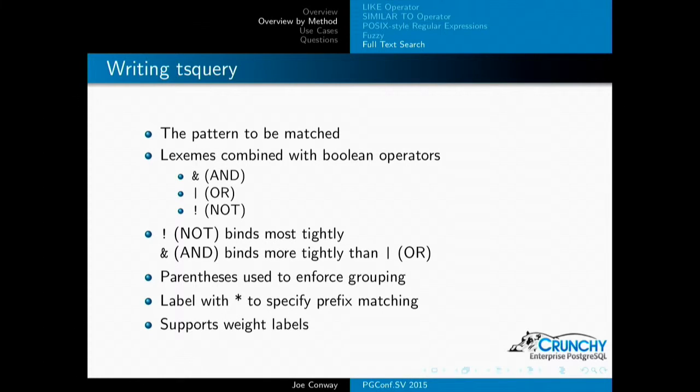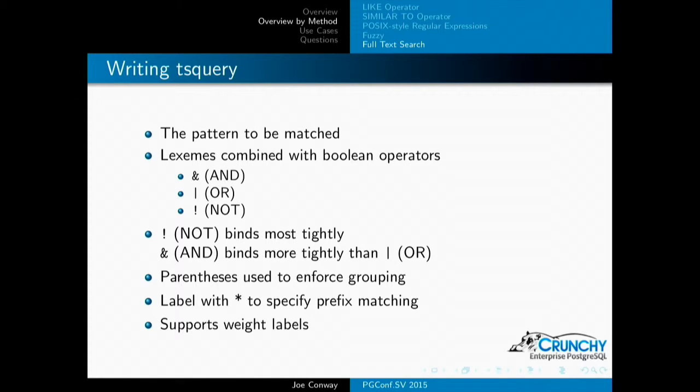Now the other half of this is what am I using for the pattern? And the pattern is always going to be a tsquery. The tsquery is going to be a combination of lexemes again, which are combined with Boolean operators. So you can say and, or, not. The not is going to bind most tightly, so it's going to bind tightly to whatever it is next to. And is going to bind more tightly than or. But of course you can use parentheses, and I would recommend you do that.